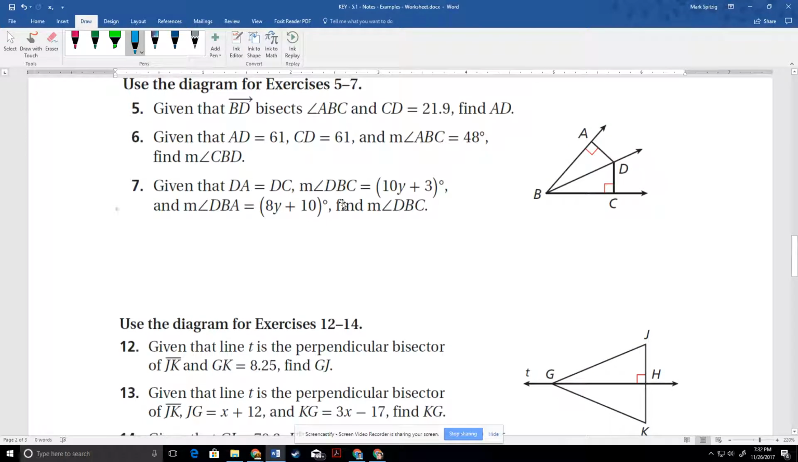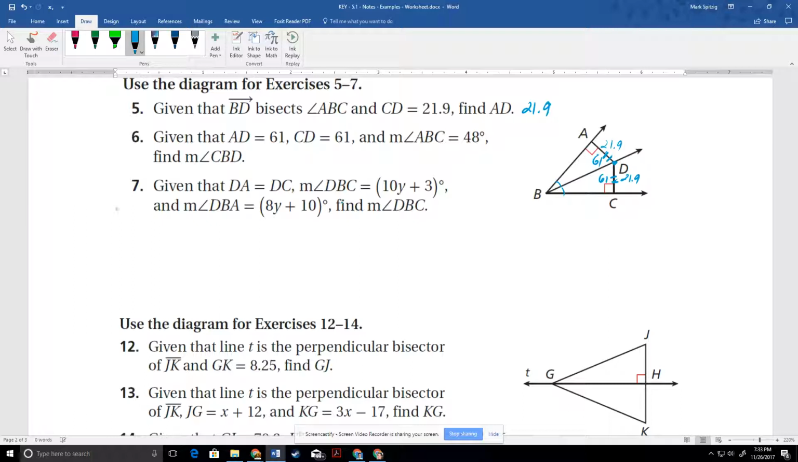Move it on. It says that BD does bisect this angle, so we know that those angles are congruent. It says CD is 21.9. Find AD. If this is an angle bisector and D is on the angle bisector, then these two distances from the angle bisector to the sides are going to be the same, so that's also 21.9. It says that AD is 61. So 61, and this is 61, so these are congruent, so I'll just mark them congruent.